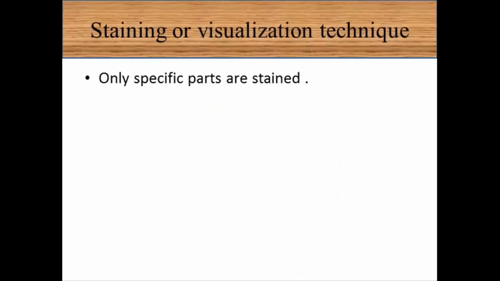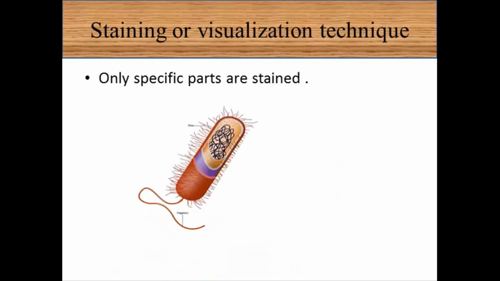Next is the staining or visualization technique. We call it a staining or visualization technique, but this is not a common staining technique. There are some specialties which make it a very unique technique. The first unique feature is that instead of staining the whole cell, only specific parts of the cell or molecule are stained or labeled.